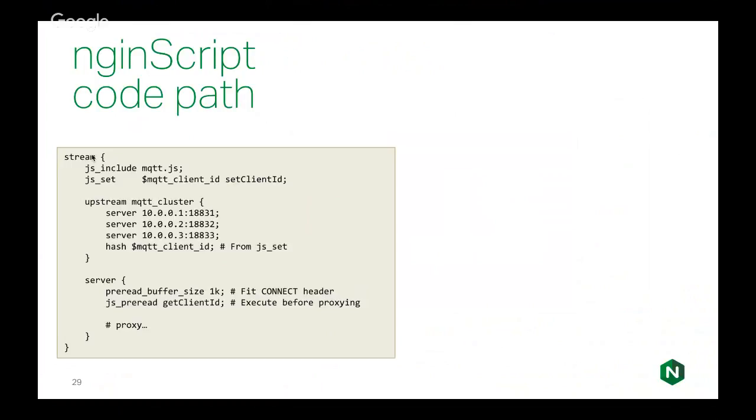So this is our modified configuration. In particular, at the top, we have a js_include directive, which says that we're going to pull in some JavaScript code from this file, mqtt.js. Then we use the js_set directive to create a new variable, which we're going to call mqtt_client_id, and that is set by calling the JavaScript function set_client_id. Later on in this configuration, with the hash directive, we then use this variable to hash the client ID to one of the set of servers available in the upstream group. This means that for a given client ID, we'll always choose the same server.